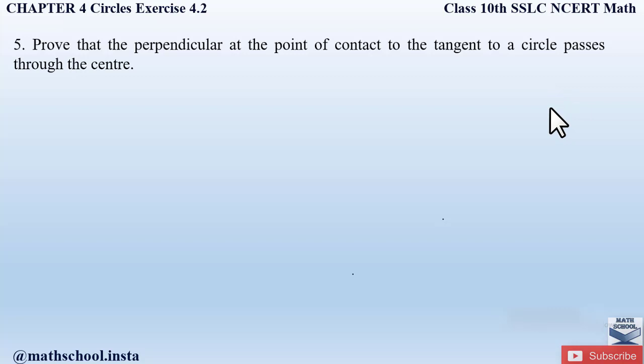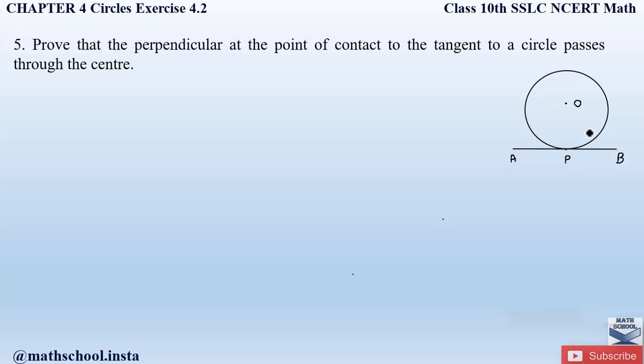So let us first draw a circle here. This is a circle with center O. Now let us draw a tangent to this circle. This circle and the tangent are in contact with each other at a point which is called the point of contact. Let us name this point as point P, and let us name this tangent as AB.